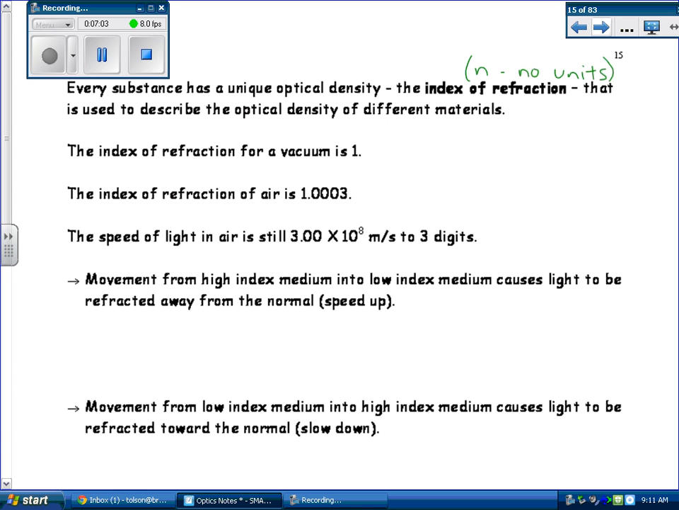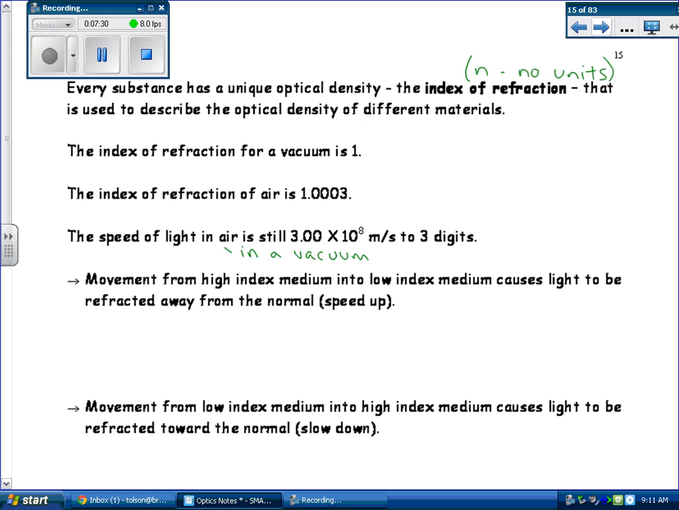And we are not in a vacuum. A vacuum would be space. But air, Earth's atmosphere, is close enough to a vacuum in terms of numbers that we still use it. The speed of light, 3.00 times 10 to the 8 meters per second, is really the speed in a vacuum, but the difference between the speed in air and in a vacuum is in decimal places that we don't see when we round to 3 sig figs anyway.